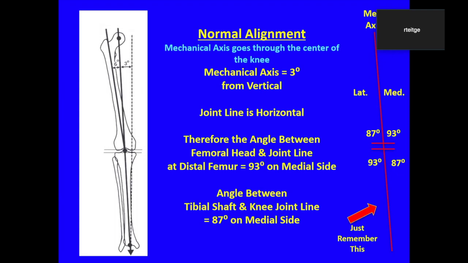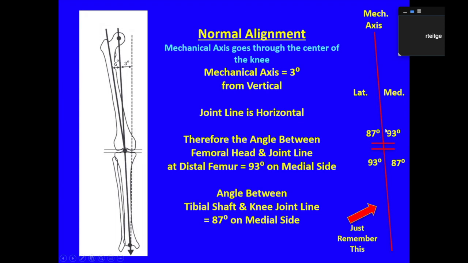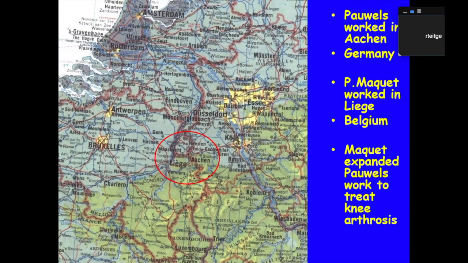Therefore, the angle between the femoral head and the joint line on the distal femur is 93 degrees on the medial side, and the angle between the tibial shaft and the medial knee joint is 87 degrees. So we have this single mechanical axis that's tilted 3 degrees, the joint line being horizontal, which gives us on the medial side 93 degrees on the femoral side, 87 degrees on the tibial side, or on the opposite side, the lateral side of the femur 87 and lateral side of the tibia 93. And that's all you need to remember to begin to analyze the deformities.